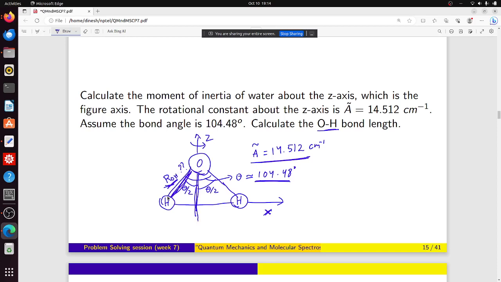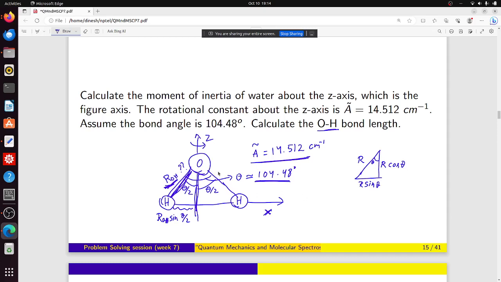Then if the bond length is ROH, can we write this length in terms of ROH? It's just simple trigonometry. This will be ROH sine theta over 2, right? Like if you have a right angle triangle, if this is theta and the hypotenuse is some value, say r, then this axis will be r cos theta and this axis will be r sin theta, right?